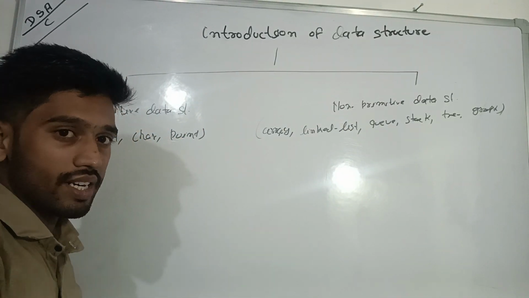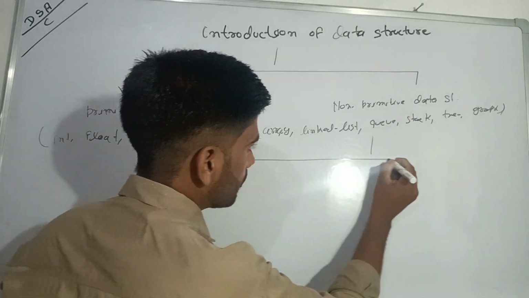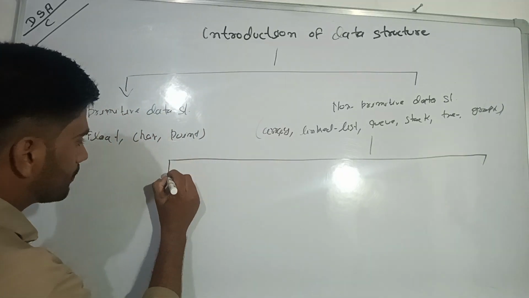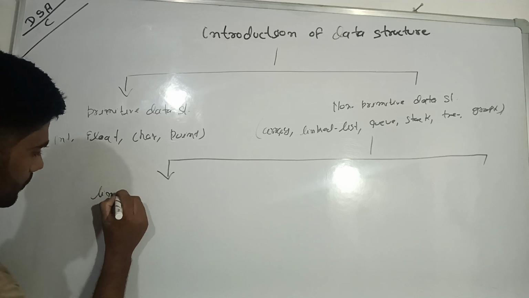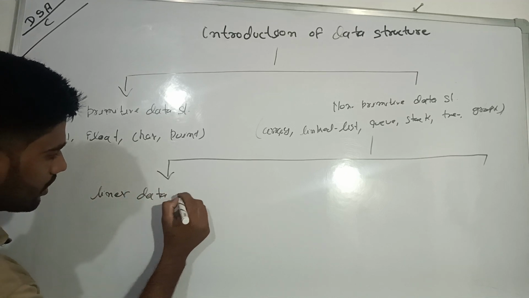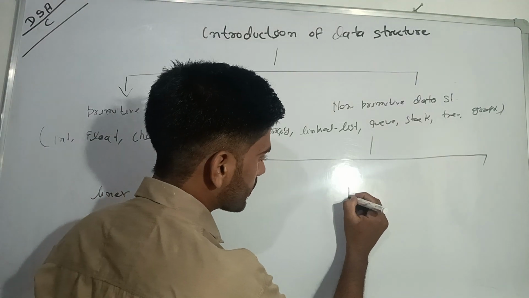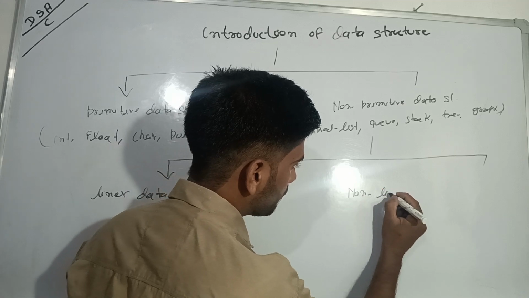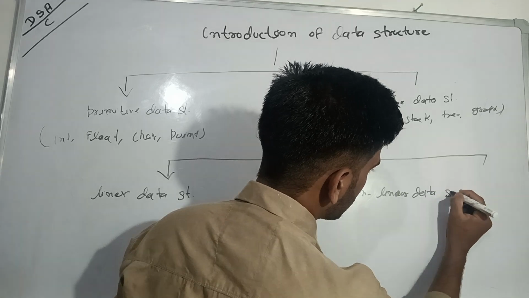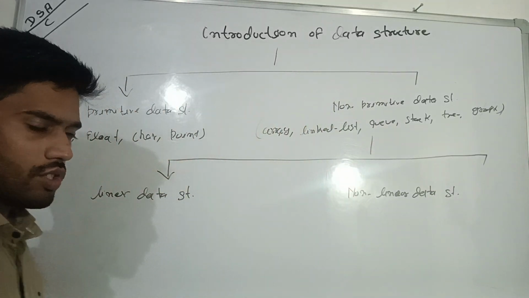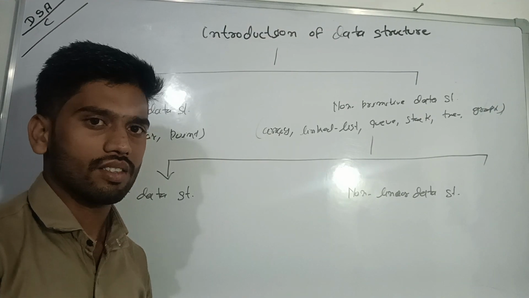In the non-primitive data structure there are two types. First one is the linear data structure, and the second is the non-linear data structure. First of all, we will know what is the linear data structure and the non-linear data structure.